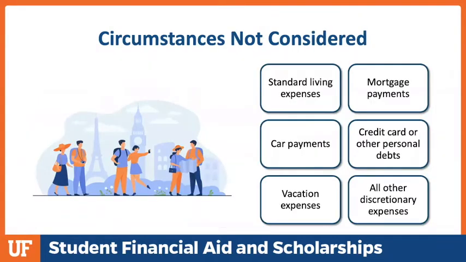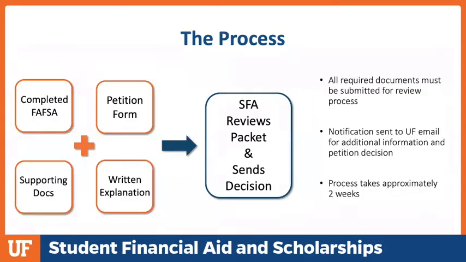So now let's review some circumstances that are not considered. We have standard of living expenses, mortgage payments, car payments, credit card or other personal debts, vacation expenses, or all other discretionary expenses. So you've completed the financial aid revision petition. So what are the next steps? So here's the process. You want to first make sure that you have a completed FAFSA.